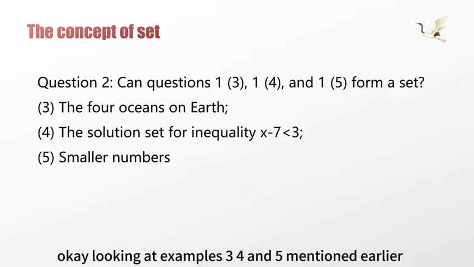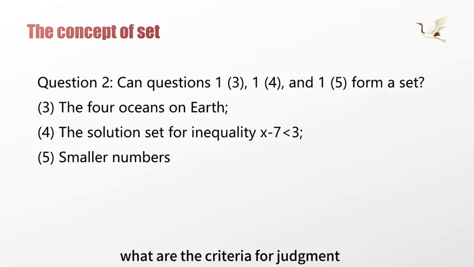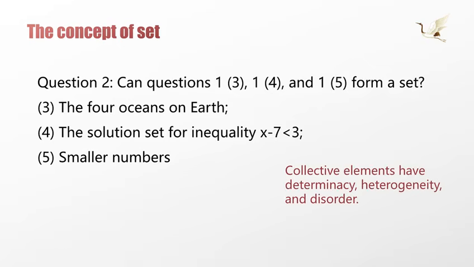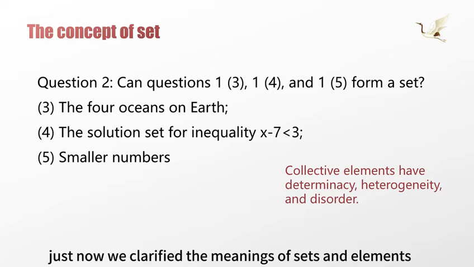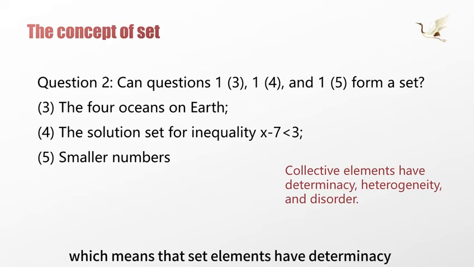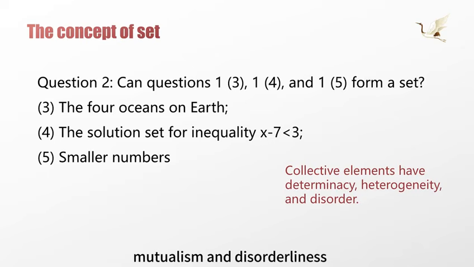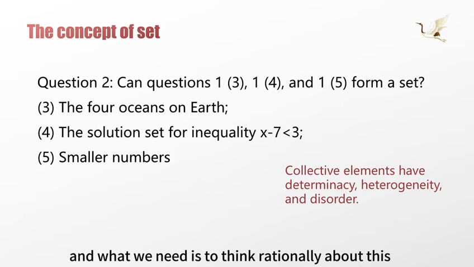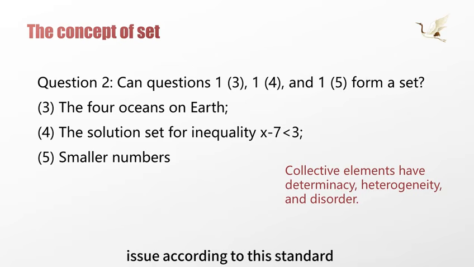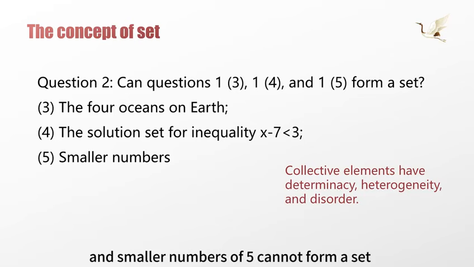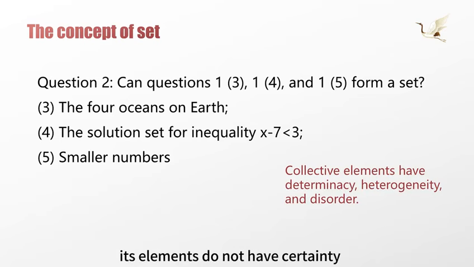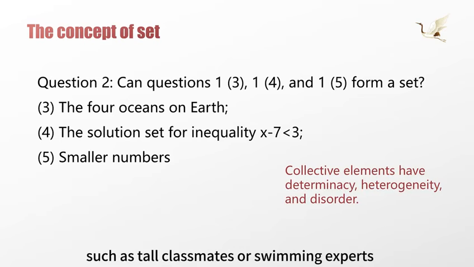Okay, looking at examples 3, 4, and 5 mentioned earlier, can they form a set? What are the criteria for judgment? Just now we clarified the meanings of sets and elements, which means that set elements have determinacy, distinctness, and disorder. This is the standard for our judgment, and what we need is to think rationally about this issue. According to this standard, 3 and 4 can form a set, and 5, smaller numbers, cannot form a set. Its elements do not have certainty, such as tall classmates or swimming experts.